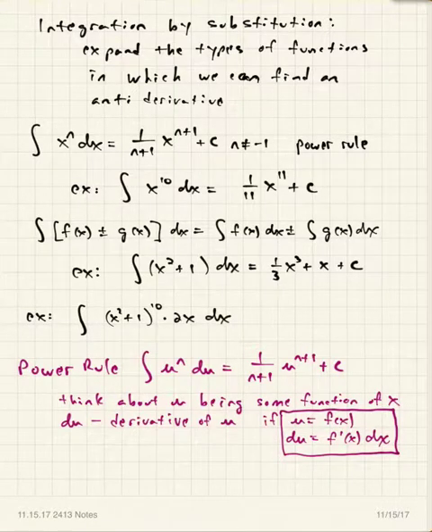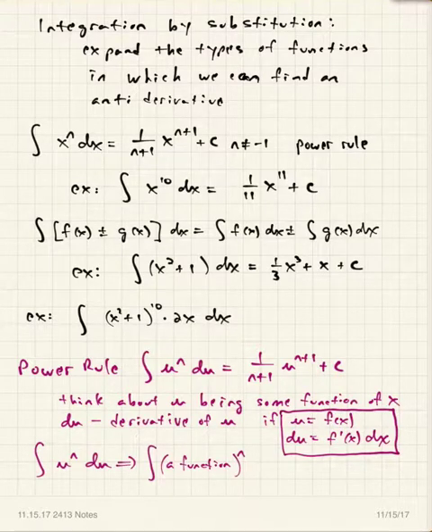All right, so with that in mind, and thinking about the power rule a little bit differently than what we've talked about before, you should think about u to the n du this way: it is a function to a power times the derivative of the function. And if you have that form, then you can use a u-substitution to evaluate the antiderivative.